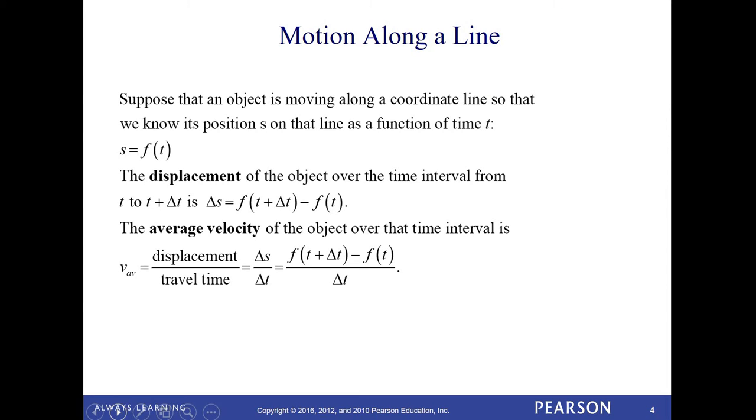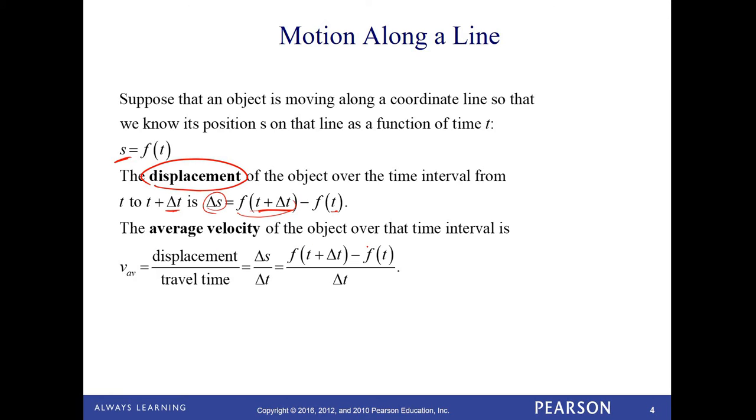Motion along a line. If an object is moving along a coordinate line so that we know its position, s, as a function of time, then the displacement of the object from t to t plus delta t, that's our change in time, is delta s, the change in position. It's the position at t plus delta t minus our original position at t. You can see that this is just a simple difference of one position minus the other position.